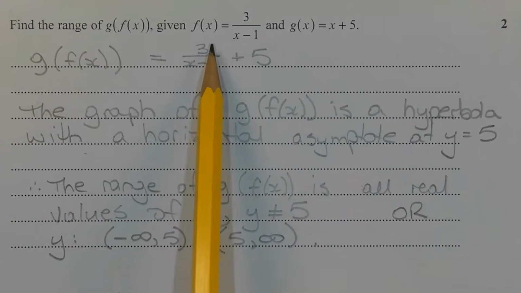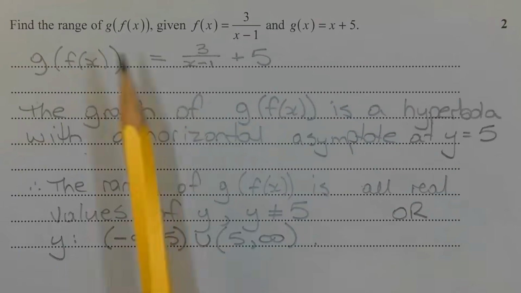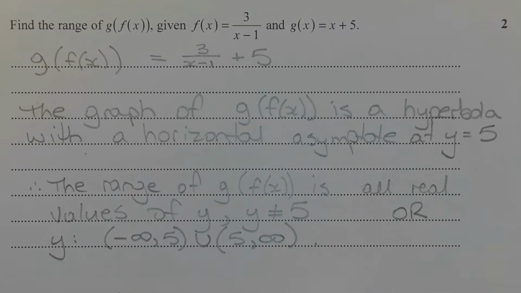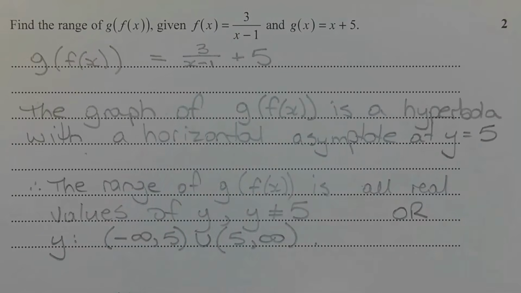Let's look at the property of 3 over x minus 1. Now that's a hyperbola. It's been shifted to the right by 1 unit. That's what the minus 1 does. That shifts the vertical asymptote from the y-axis to the line x equals 1. Now the 3 just dilates or stretches the hyperbola vertically by a factor of 3. Now the question's asking for the range, not for the domain. So the minus 1 here has no effect on the range, nor the 3 for that matter.